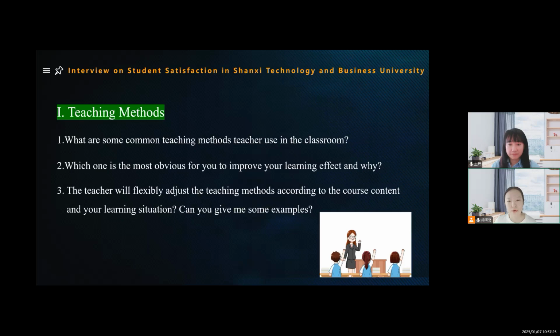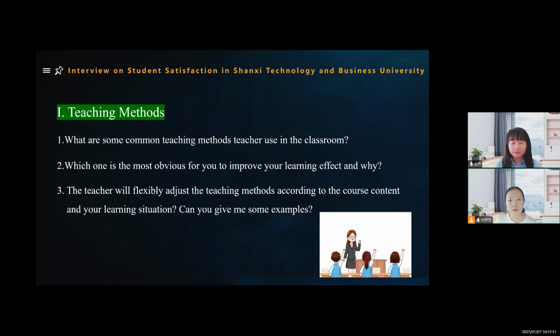As the course progresses, when we have a certain grasp of the basic knowledge, the teacher will organize group case analysis. Let us use the learned theories to analyze actual business cases and discuss solutions within the group. If the group encounters difficulties, the teacher will give targeted guidance in a timely manner.